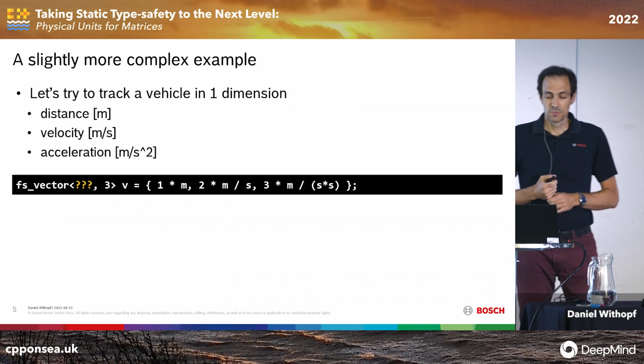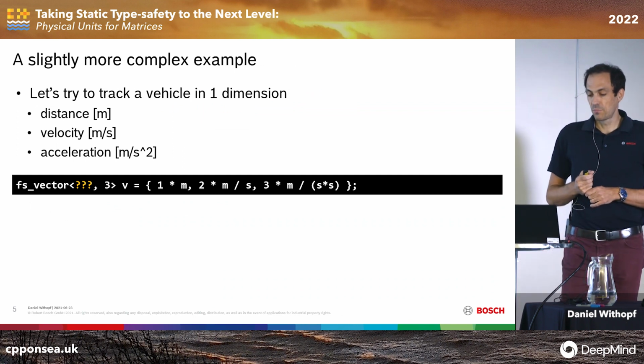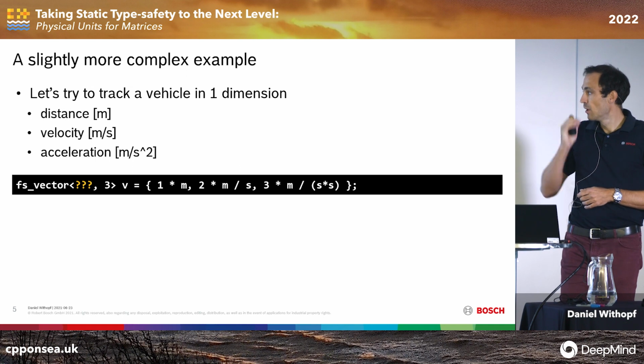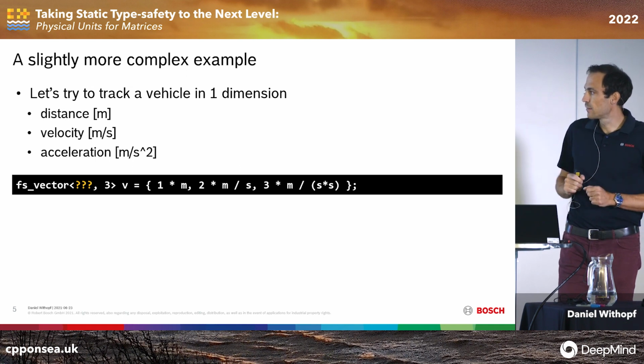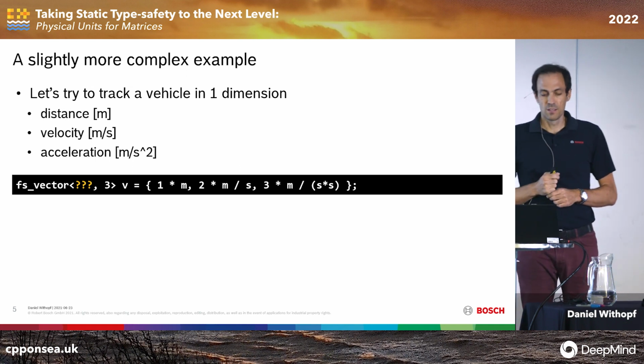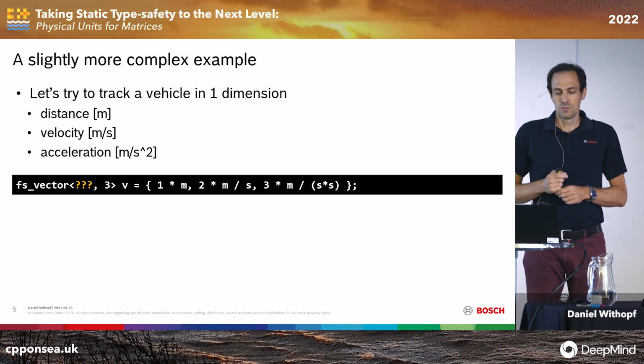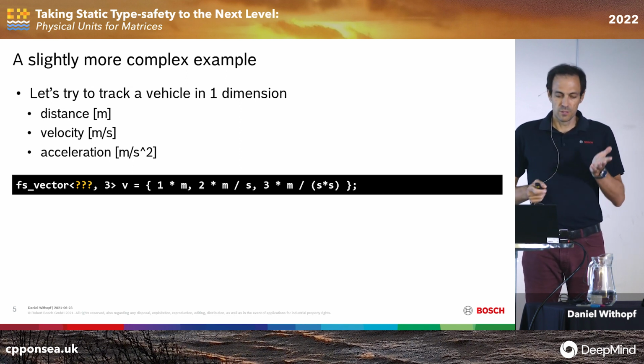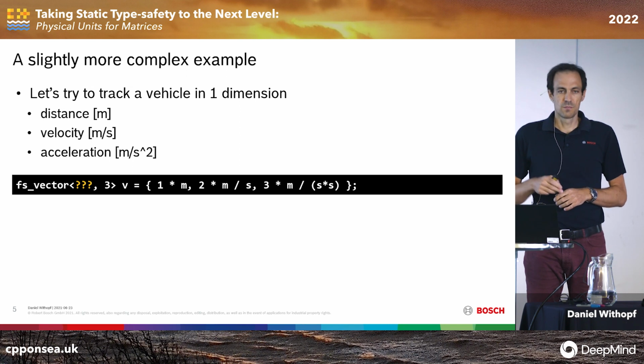Now let's move on to a slightly more complex example from my application, self-driving vehicles. Let's try to track a vehicle in one dimension. So this is a fairly easy example. So we'll only estimate distance in meters, velocity, meters per second, and the acceleration in meters per second square.